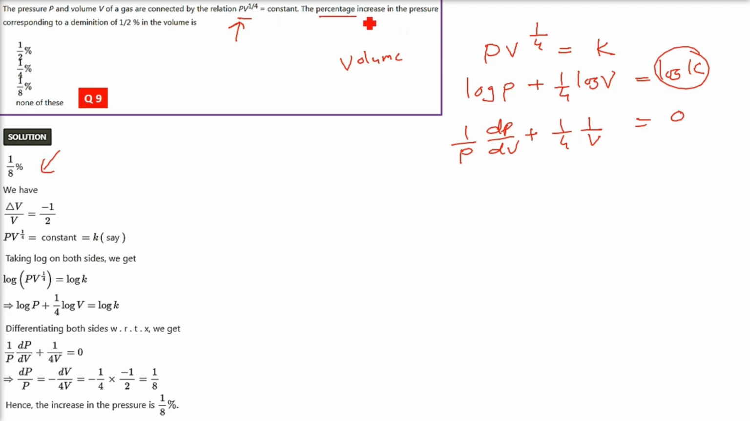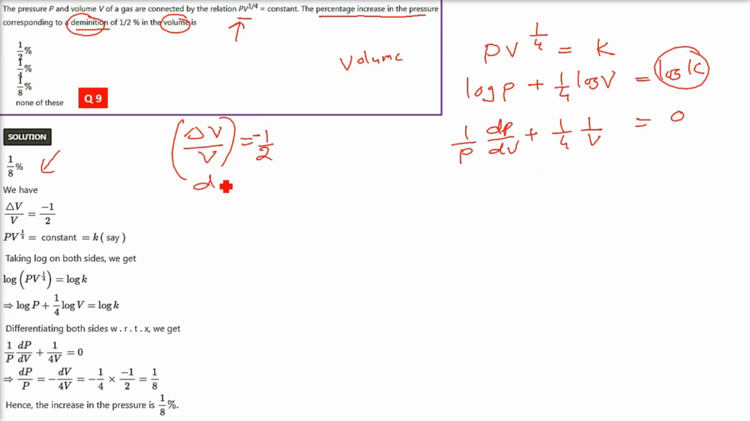The percentage increase in the pressure corresponding to diminution of 0.5% in the volume is. Now this is very key. That means delta V by V, that is the percentage increase in the pressure corresponding to diminution of 0.5% in the volume. So diminution of 0.5% in the volume is what? Delta V by V is equal to half, but it is diminution, it is decreasing, or things are coming down, so it has to be negative. Shrinking, decreasing, diminution, all these are considered negative while we do these kind of problems. So delta V by V or dV by V is equal to negative half.